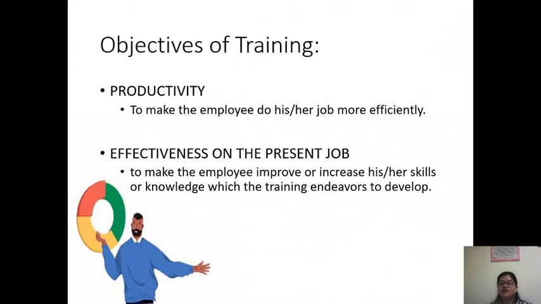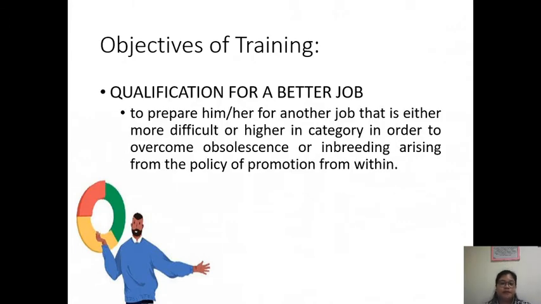Another objective of training is effectiveness on the present job. So, to make the employee improve or increase his or her skills or knowledge, with the training endeavoring to develop. Another is qualification for a better job. To prepare him or her for another job that is either more difficult or higher in category in order to overcome obsolescence or inbreeding arising from the policy of promotion from within.